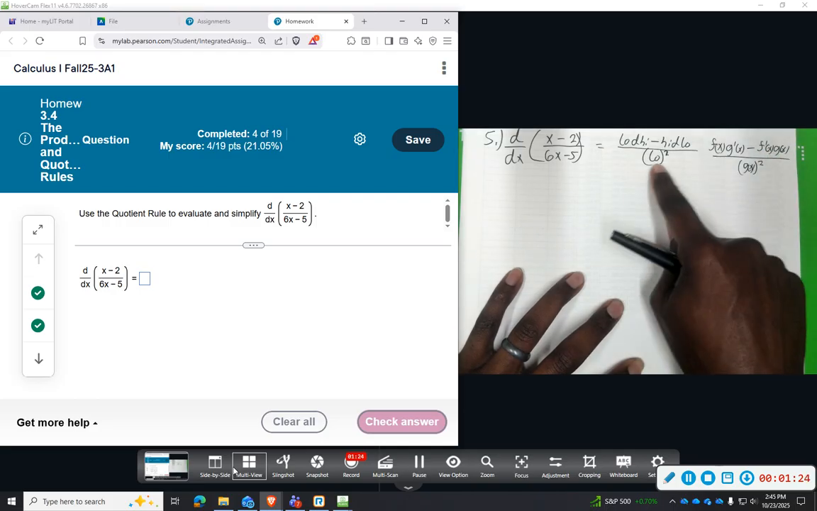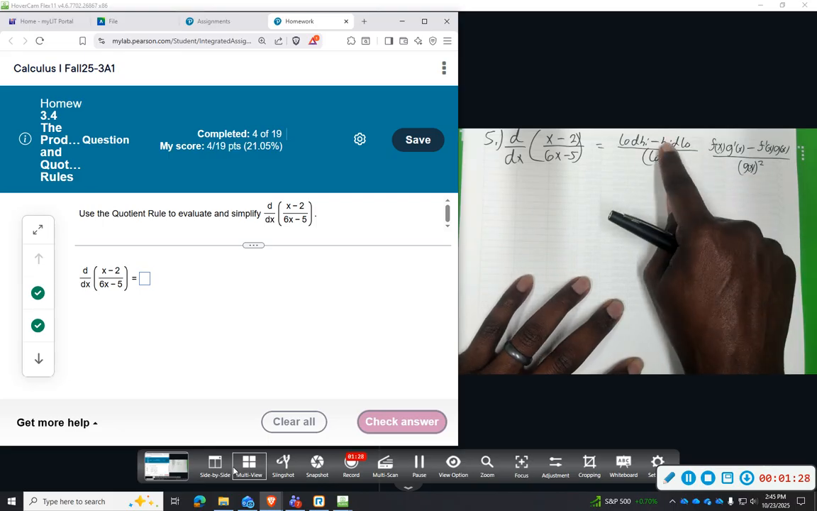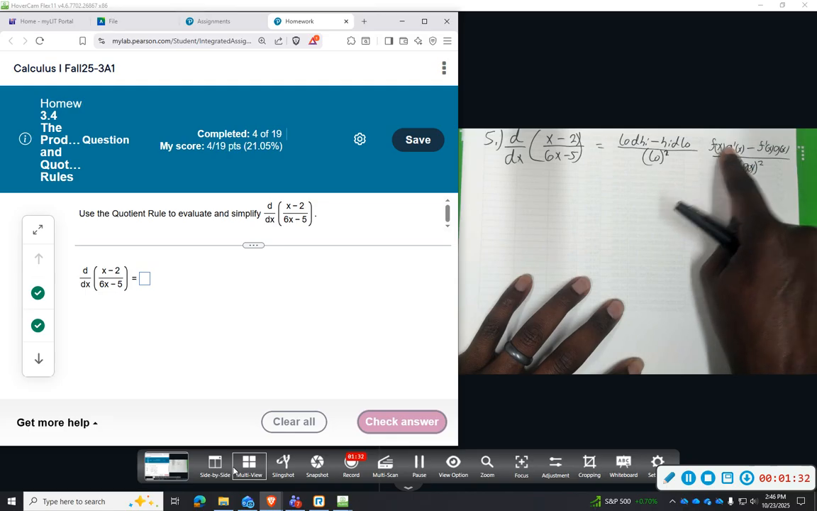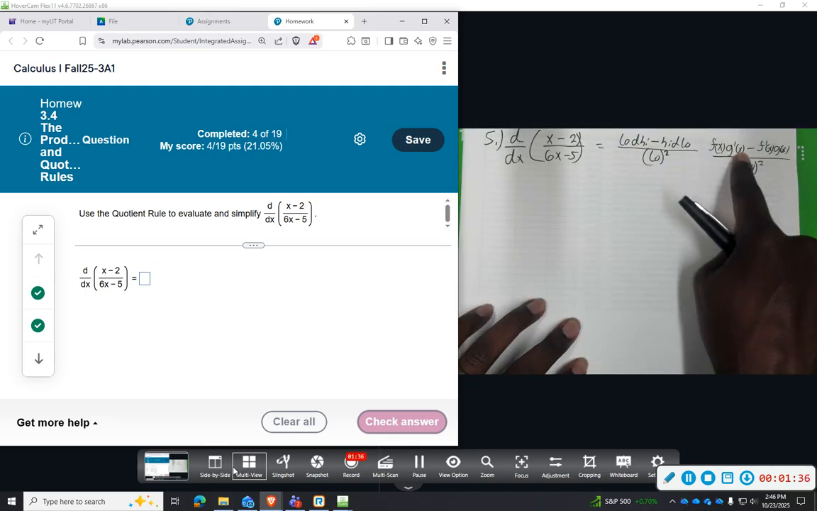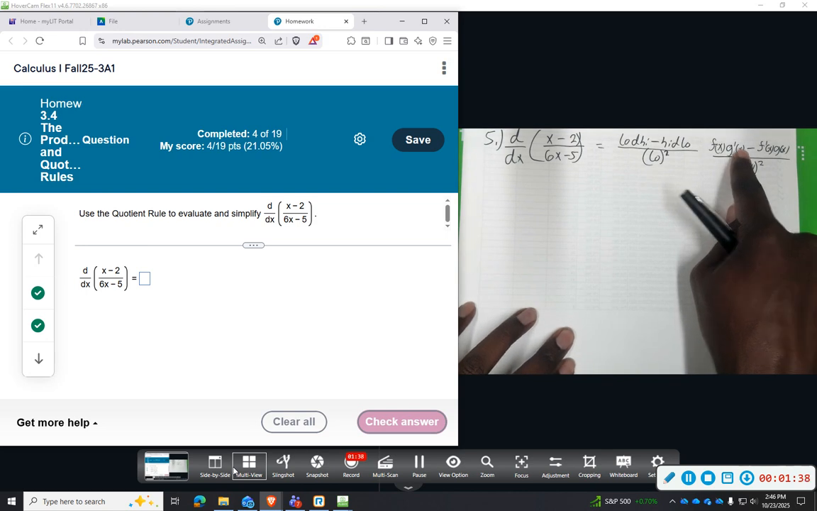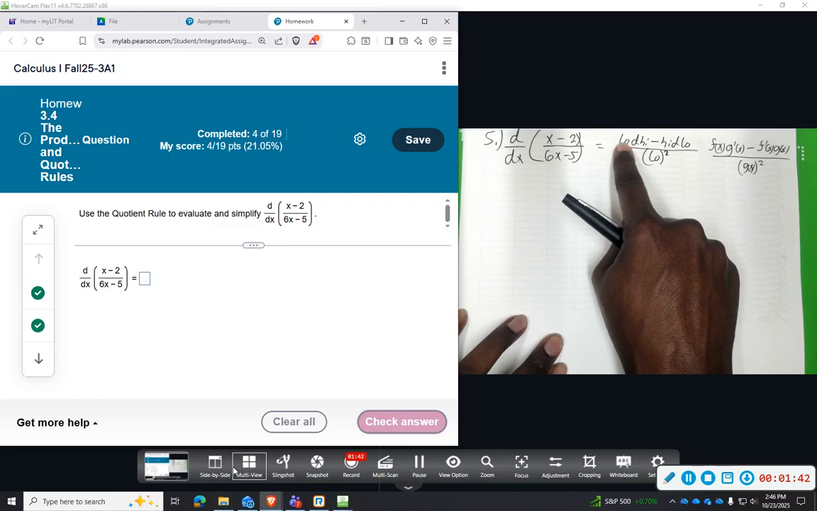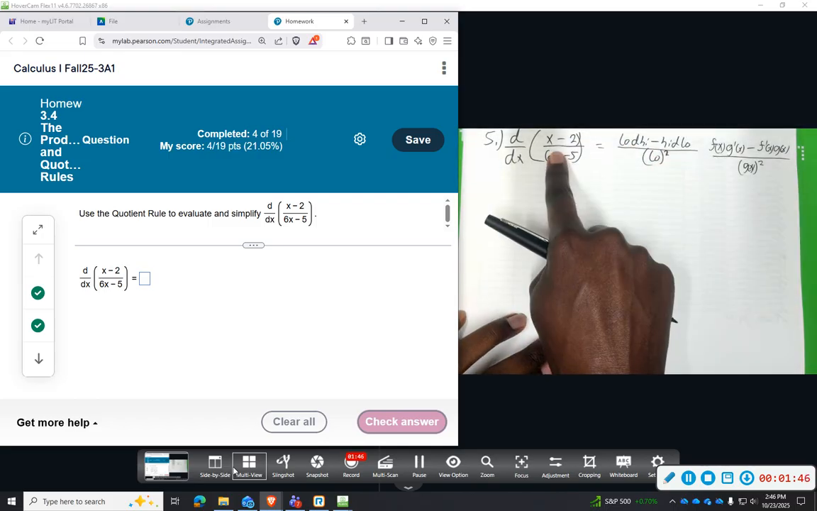I just got it backwards. Minus high d low. So high d low is going to be the top times the derivative of the bottom, g of x, all divided by low squared. I believe that's how they write it. Either way, it still works out the same way when you multiply them, because if one is negative, it'll flip that sign, and then the bottom squared. So I want to follow that formula here.